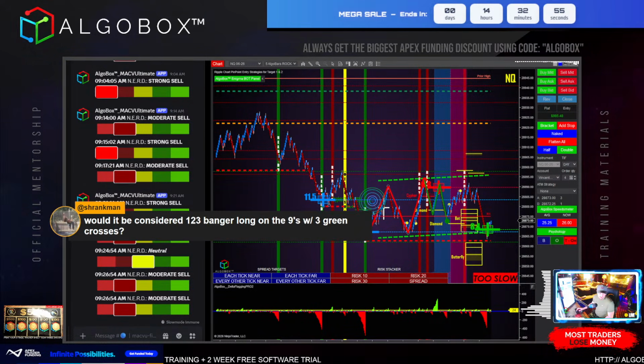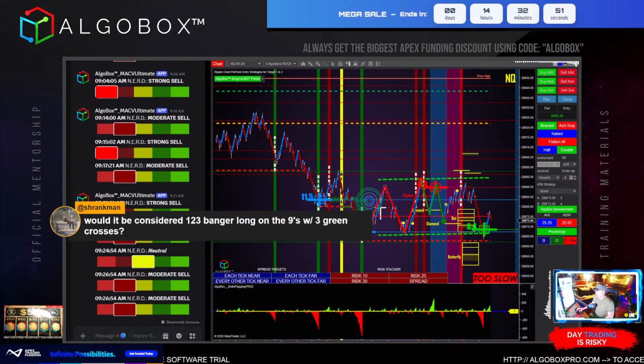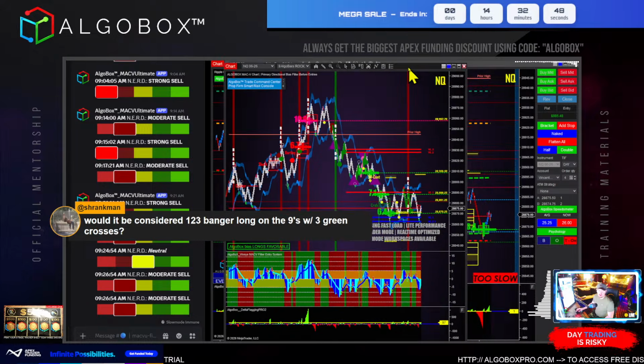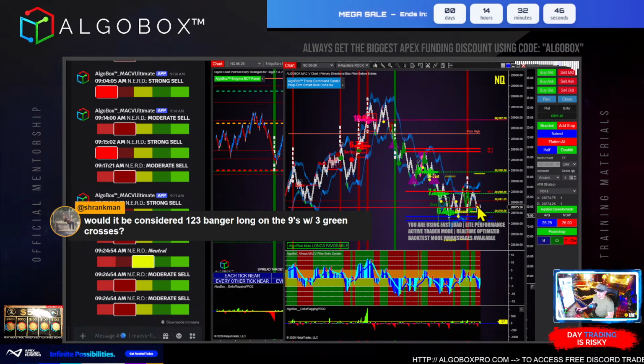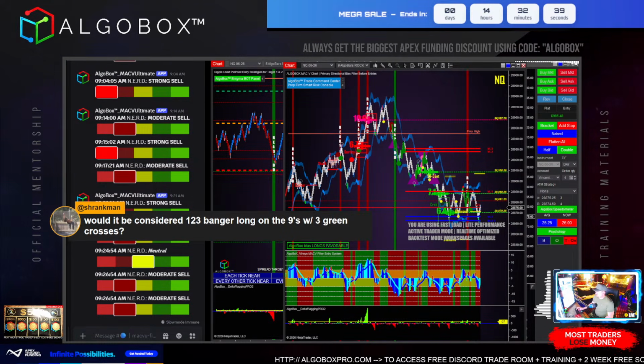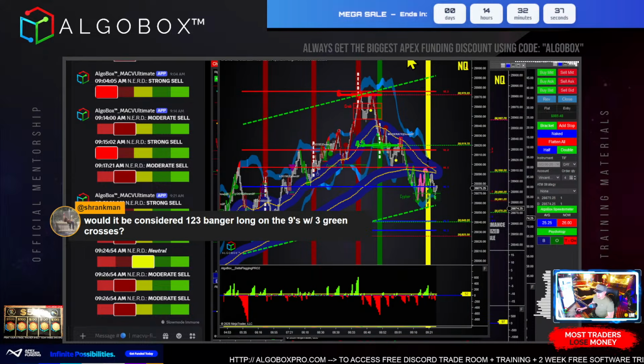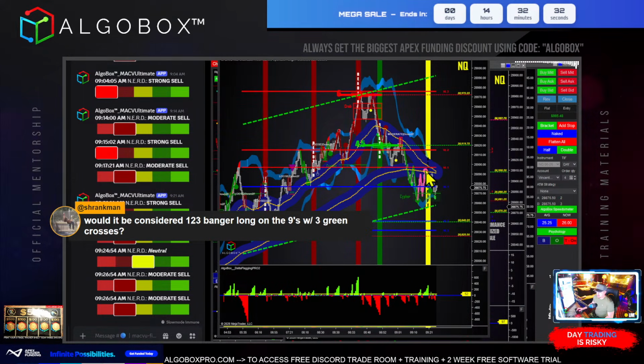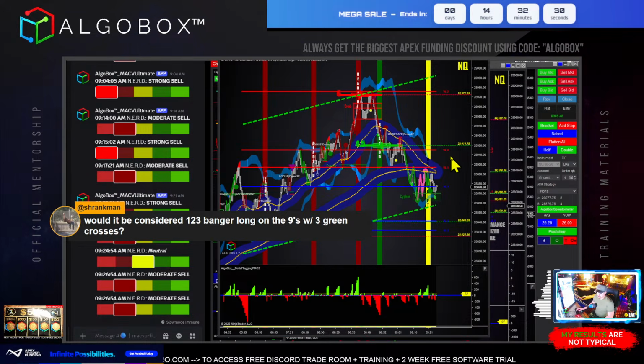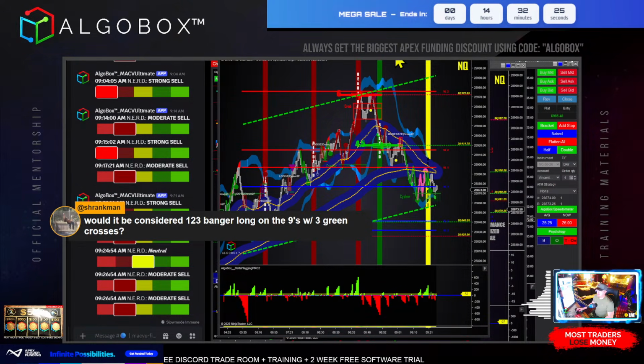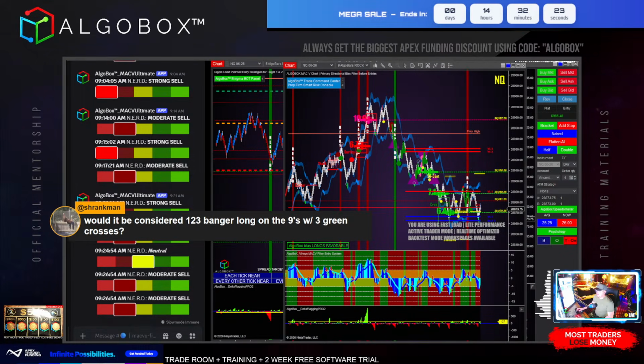The question is about a 1, 2, 3 banger long on the 9s with the green crosses. Let's read one higher time frame from that. That could be a double cross double move. Be careful. This is a very strong move down here. I would not be looking to the long side if that's what you're asking. No, in general, I probably would not be looking to the long side.